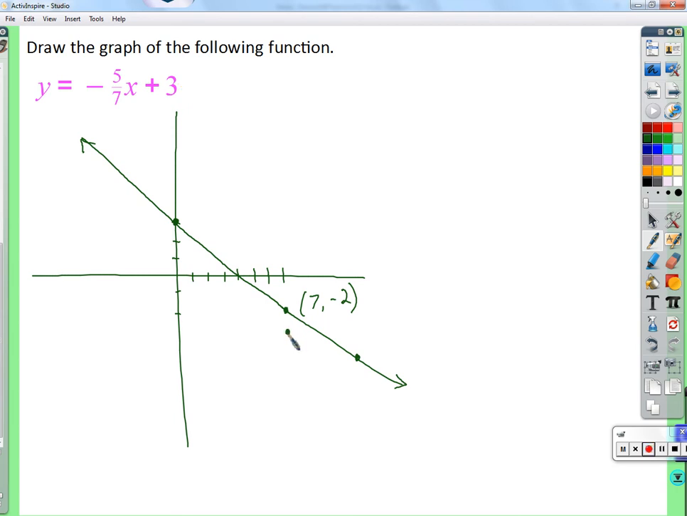Now, let's talk about this point. 7, comma, let's ignore what the y is exactly, some y value. If I take the 7 and put it in for x, what will I get here? Good, negative 2. Still negative 2, even though I picked this point. When I plug in 7, it's still going to be negative 2. There's no reason why it wouldn't be. But when I plug in this y value, will the equation be true? No. Because the y needs to be negative 2 in order for it to be true.